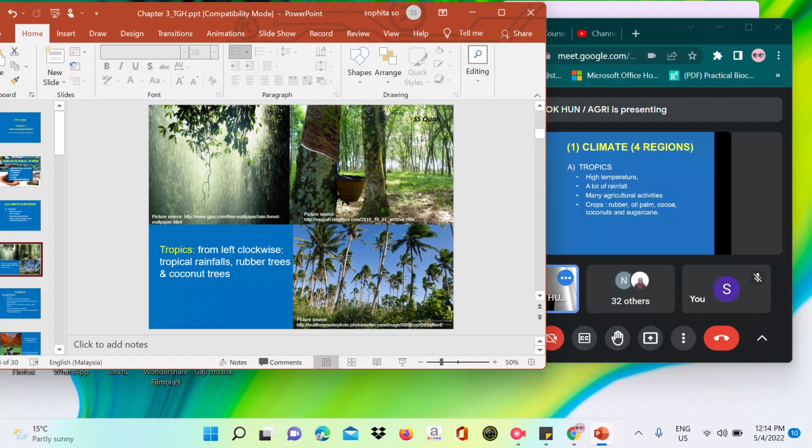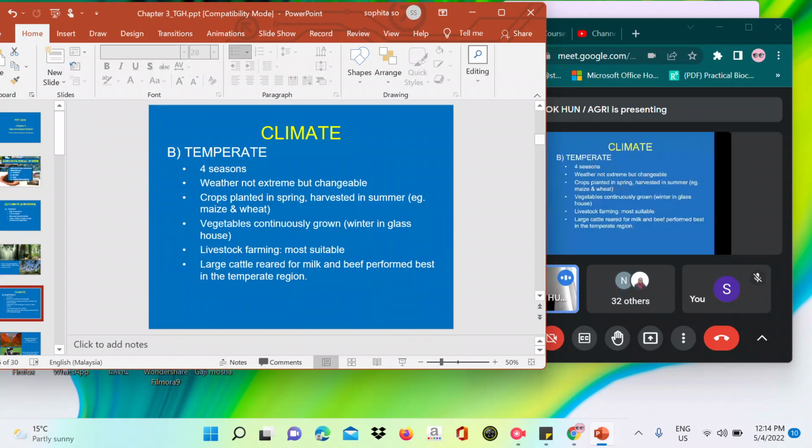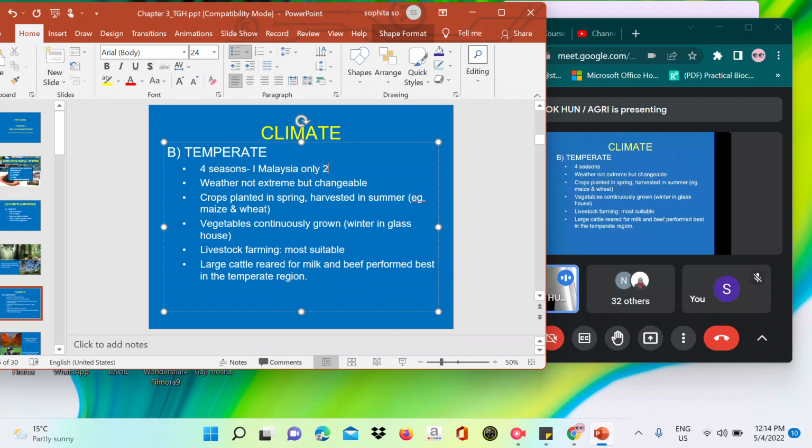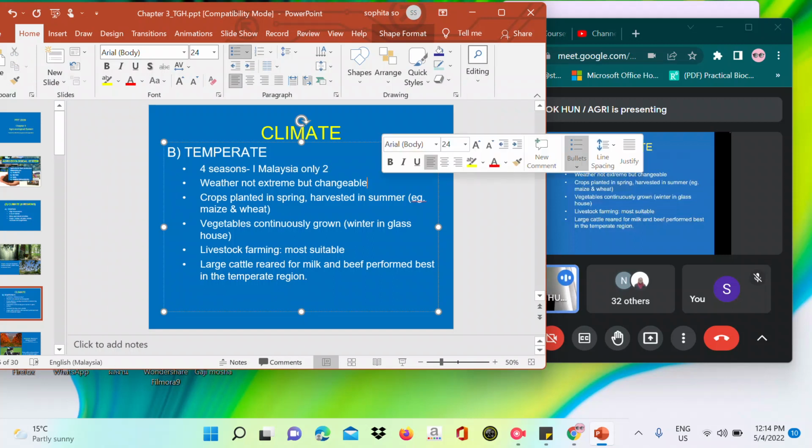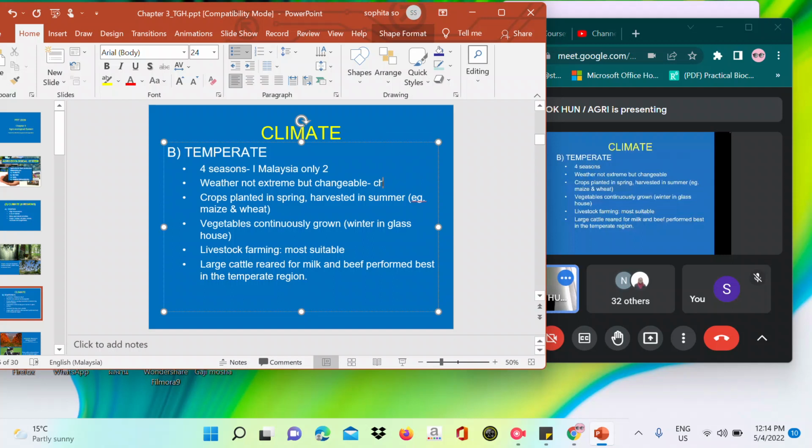And the second one is the temperate region. This has four seasons. For our country, we do not have four seasons. We only have two seasons, rainy and hot sun, or maybe we have floods as well. With four seasons, the weather is not extreme but changeable. It changes every three months.